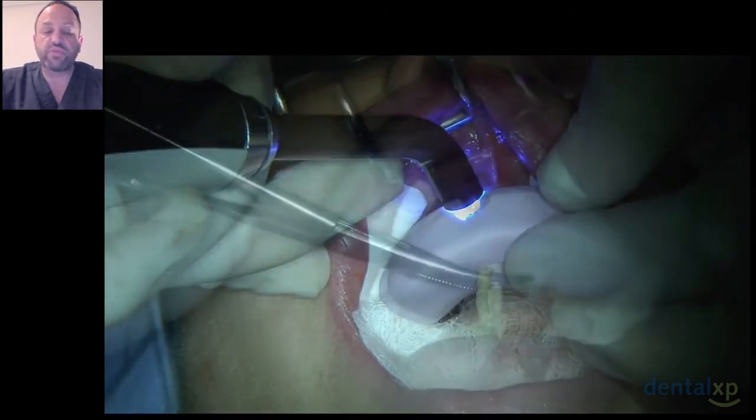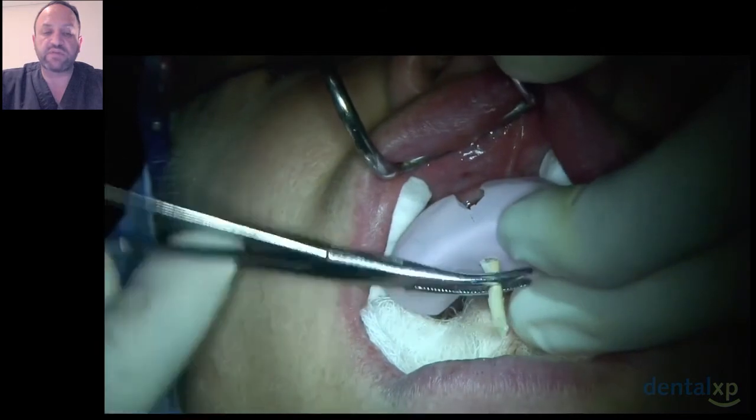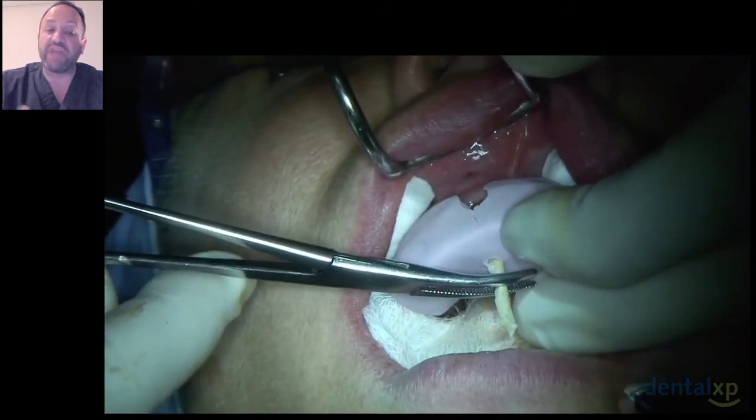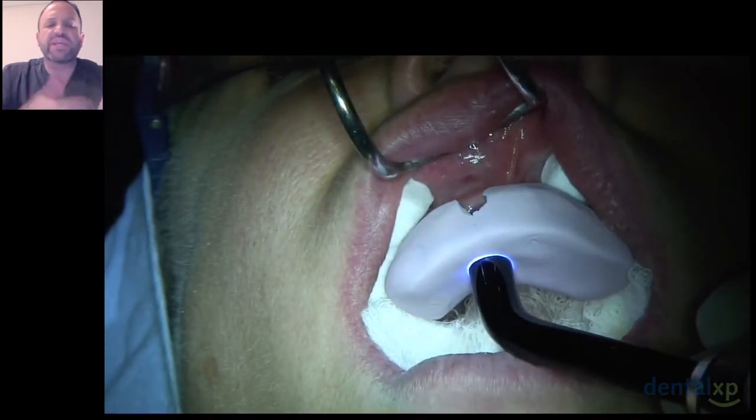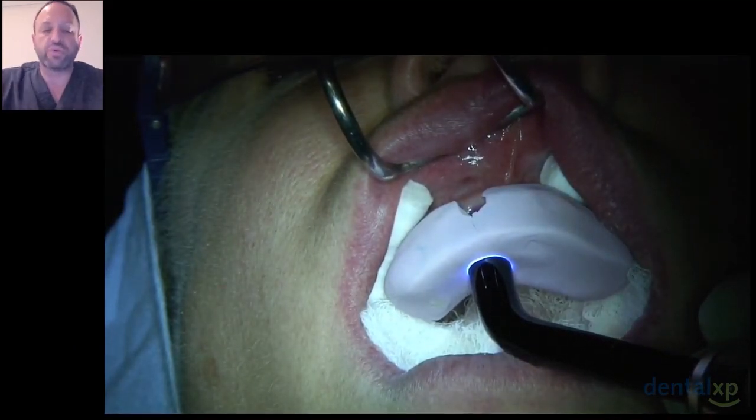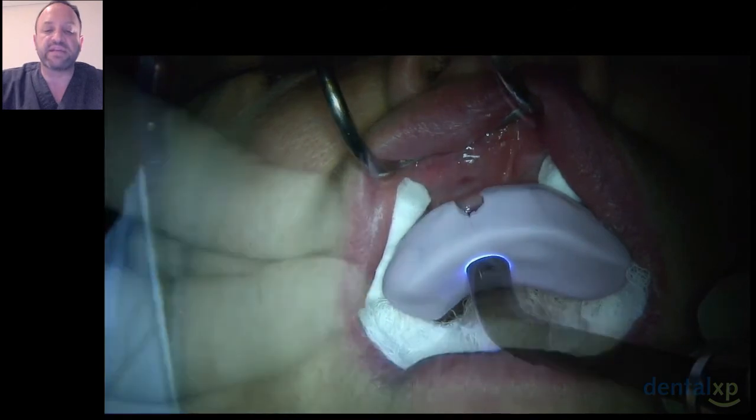Once that's cured, we can then take the toothpick out. Once the toothpick's out, we now have another hole that we can start to cure from the top. So again, we're making sure that all our composite is cured well before we take the index out.